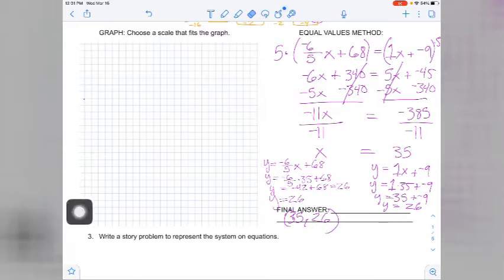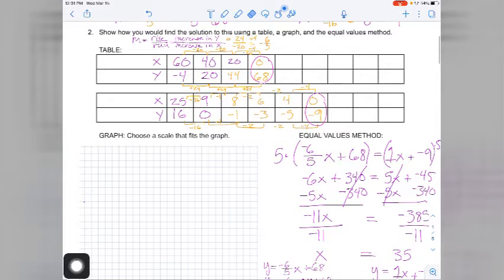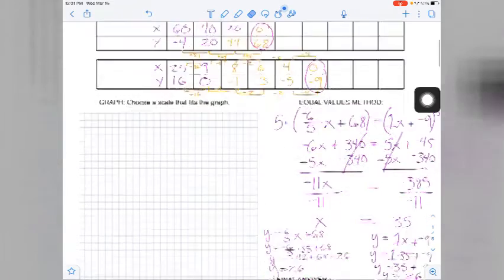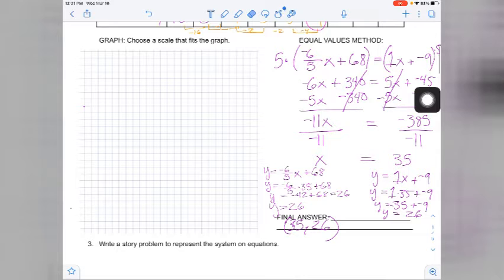So now we're going to talk about how we graph. If I'm going to graph this, I know a couple things. One, I know that I have a range of x values that goes all the way out to 60 and -4. And I also know I have a range of y values that goes from 68 down to -9. So I need to fit all that on here.